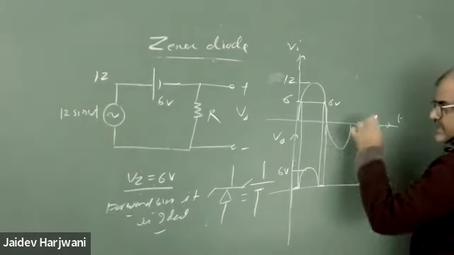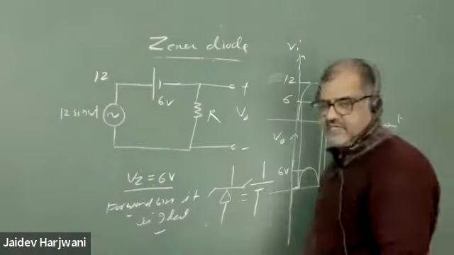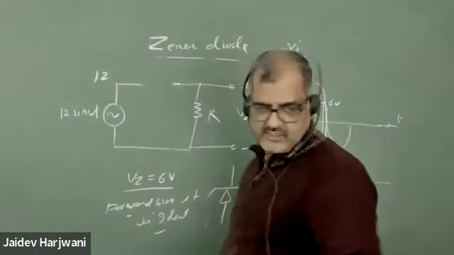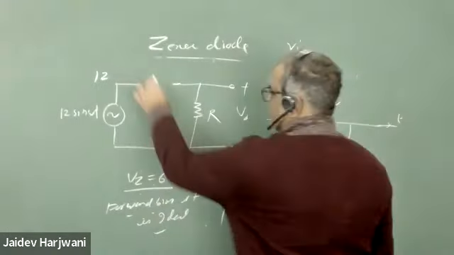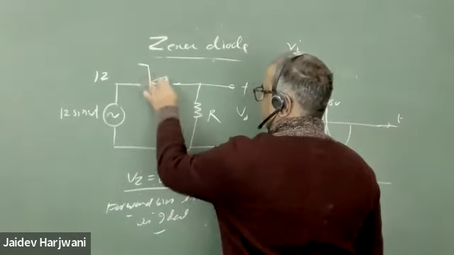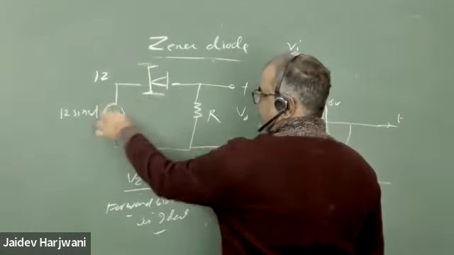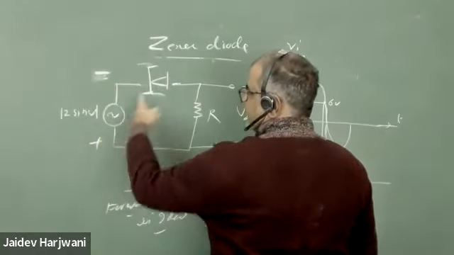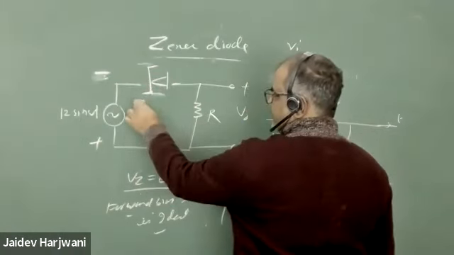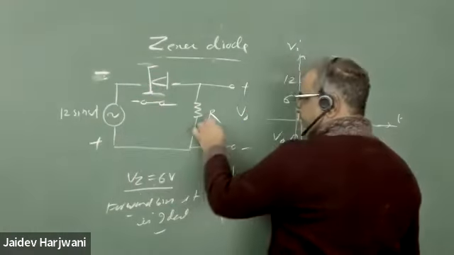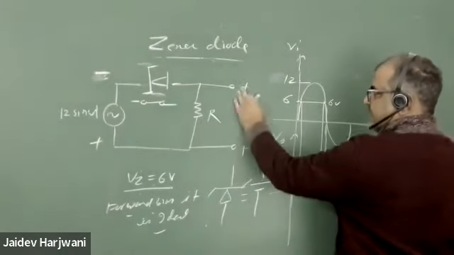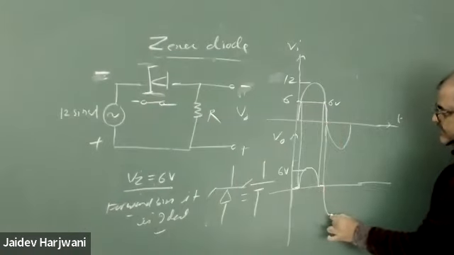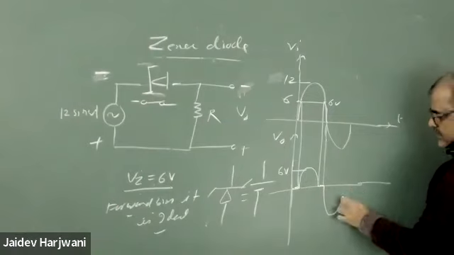Now what happens in reverse bias? Tell me. Reverse bias means negative cycle. In the positive cycle it was reverse bias, but in the negative cycle it is forward bias, and it will create a short circuit. So whatever voltage comes will drop here, with a negative sign like this. Whatever voltage comes now here, that will come here again.